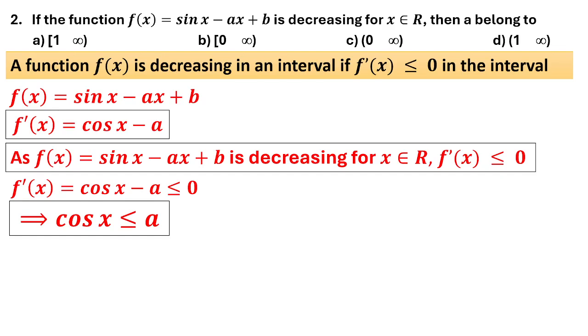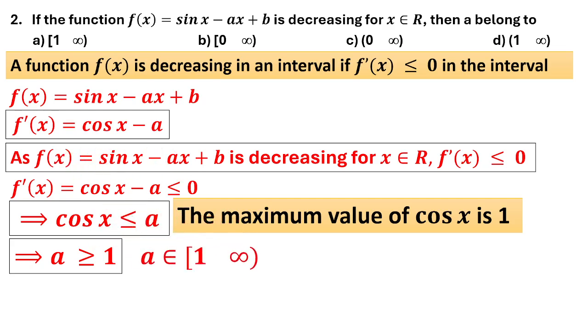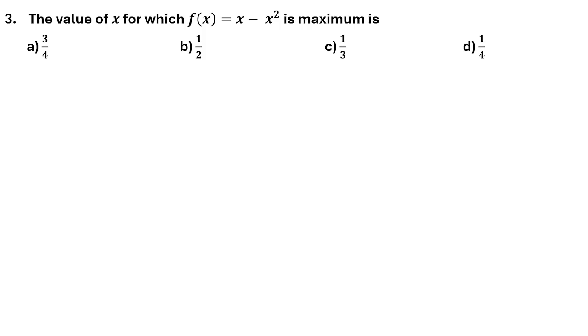But do you know what is the range of cos x? Cos x lies between 1 and minus 1 and its maximum value is 1. It is less than or equal to a, therefore a can be any number greater than or equal to 1. Therefore a is 1 to infinity. Therefore the option A is correct. Let us go to question number 3.